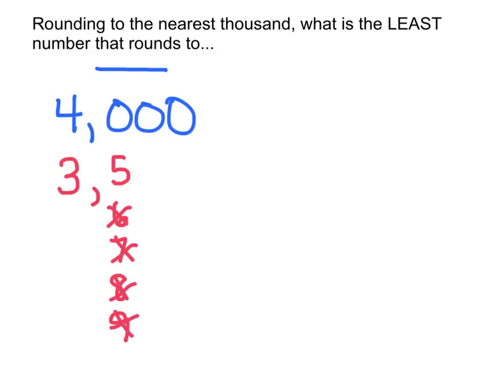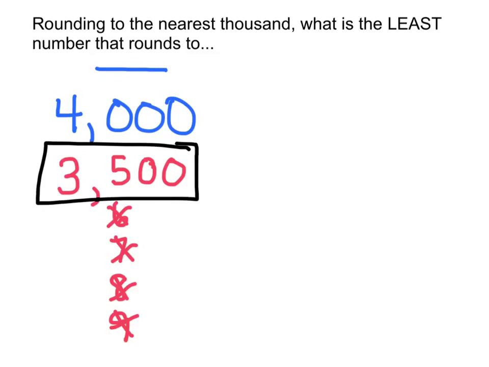Now, if I want this number to stay the smallest it can be, I'm just going to leave it at 500. Because any number that is greater than 500 is going to force that 3 to change into the 4,000 and thus cause our number to round up. So our answer in this example is 3,500.